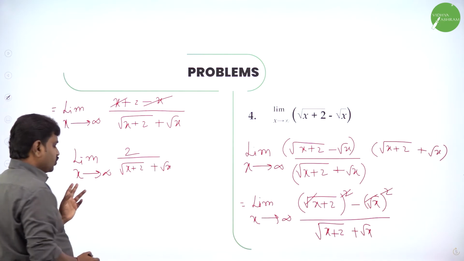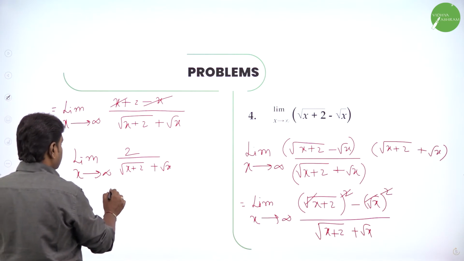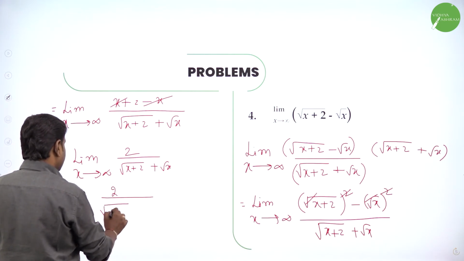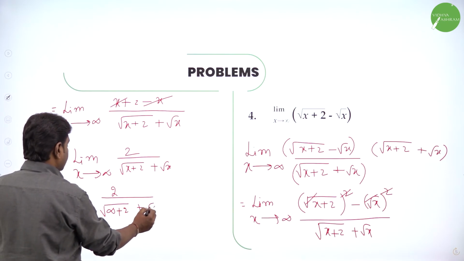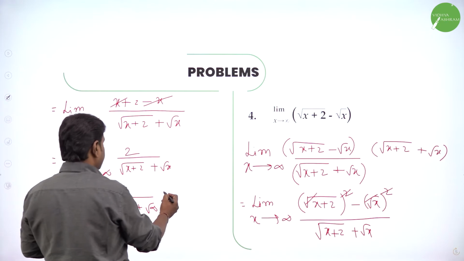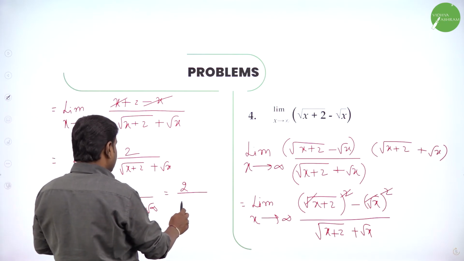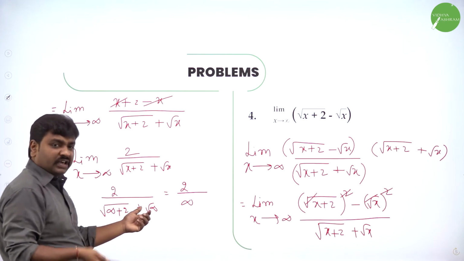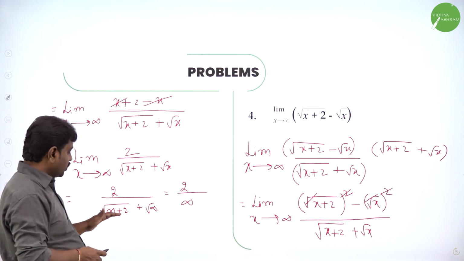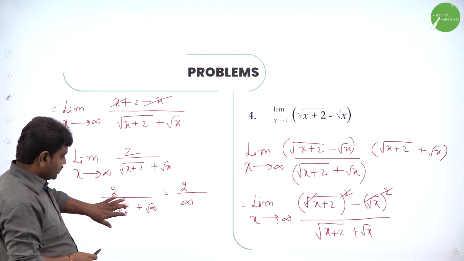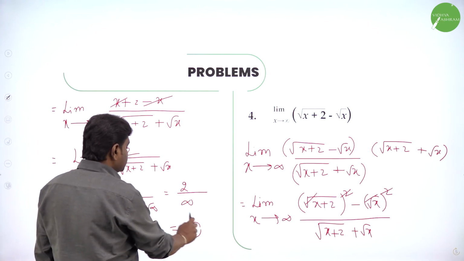Now in the place of x put infinity, so that will be 2 divided by root of infinity plus 2 plus root infinity. Root infinity is infinity. Infinity plus 2, infinity plus a number, is infinity. Under the root is infinity, so the whole thing is unable to count. Plus unable to count is unable to count. That is infinity.